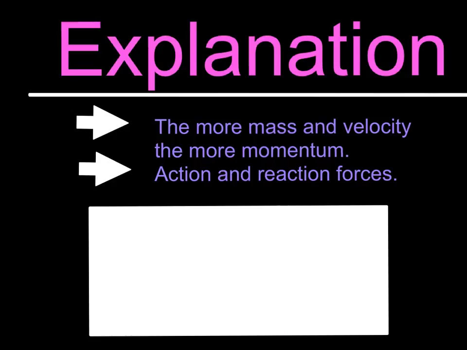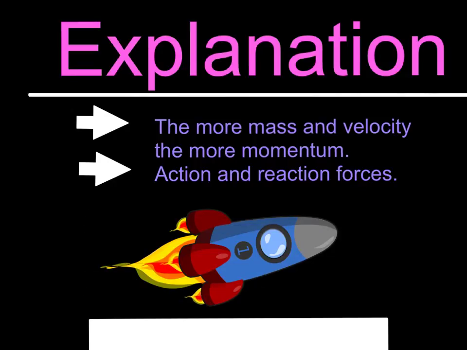The explanation. As a ball is rolled and hits another smaller ball with a lot of force, the smaller ball exerts a force back as well. The bigger ball has a lot of mass and velocity compared to the smaller ball, so it has more momentum. The more mass and velocity that the object has, the more momentum it has.